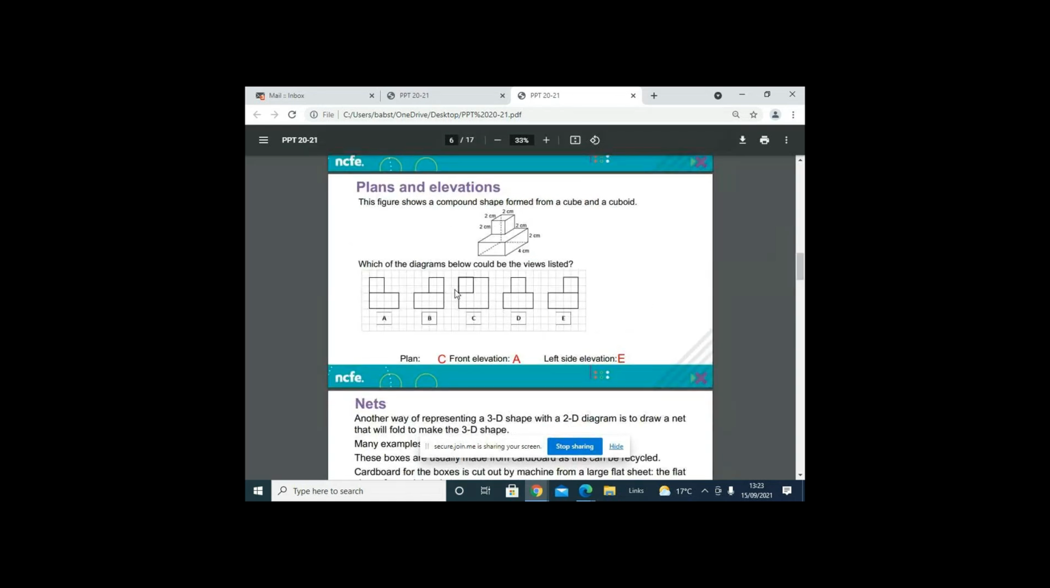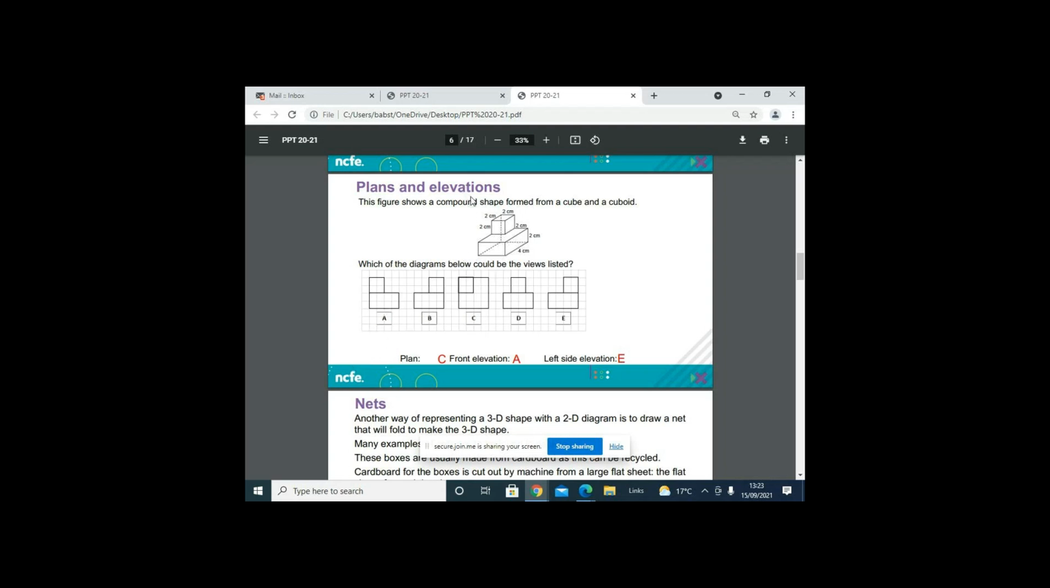So this other one too, you can actually pause this video and try and cover the answers and see, maybe you are probably right, and try and figure out the front, the plane, and also the left side elevations together. So in the front side, you get the figure of common shapes formed from a cube and a cuboid. So the cube is on top and the cuboid is actually at the bottom.